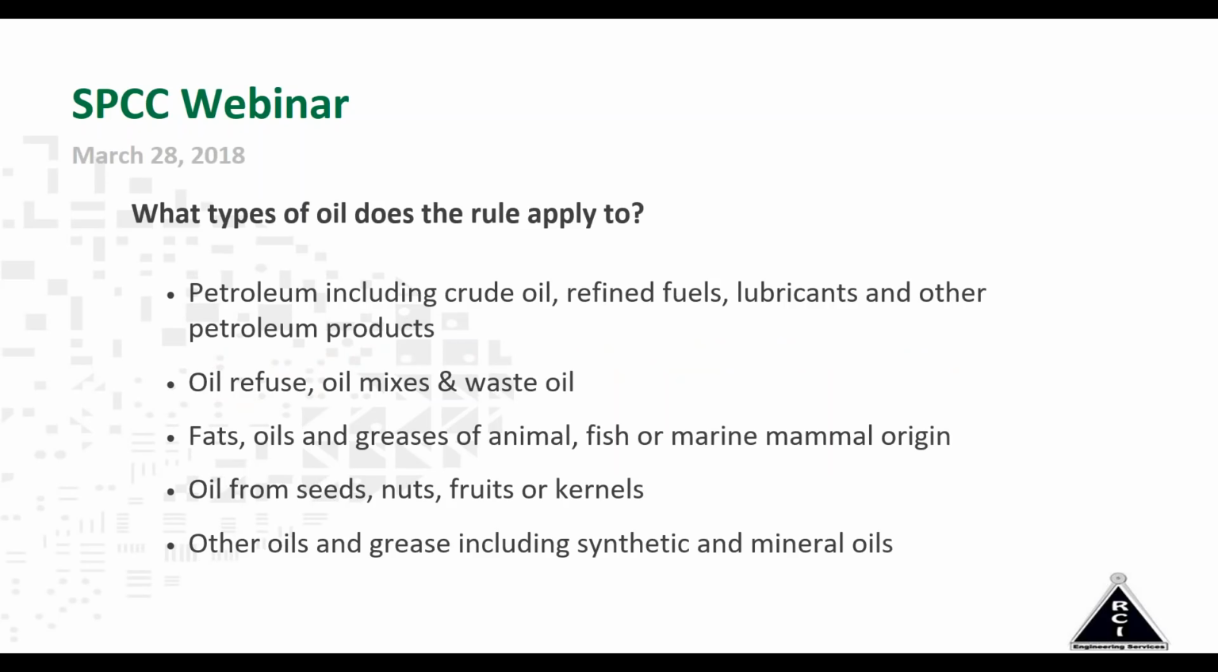What is an oil? It can be any kind of petroleum-based product: crude oil, refined fuels, lubricants. It could be oil refuse, used oils, oil mixes, oil-water mixes. It can be fats, oils, or greases of animal or marine origin, or vegetable or seed oils like soy oil or corn oil, and any kind of synthetic or mineral oil. So it's a pretty broad category.